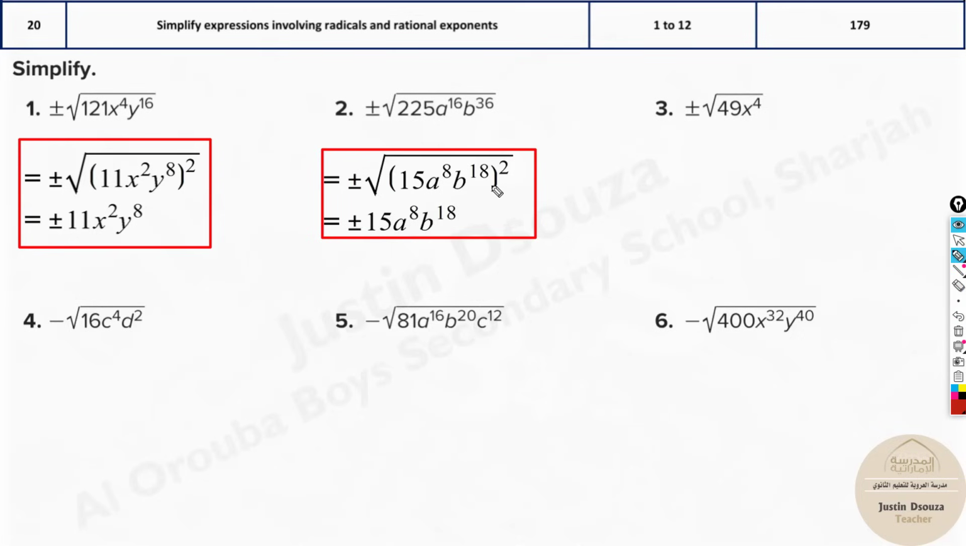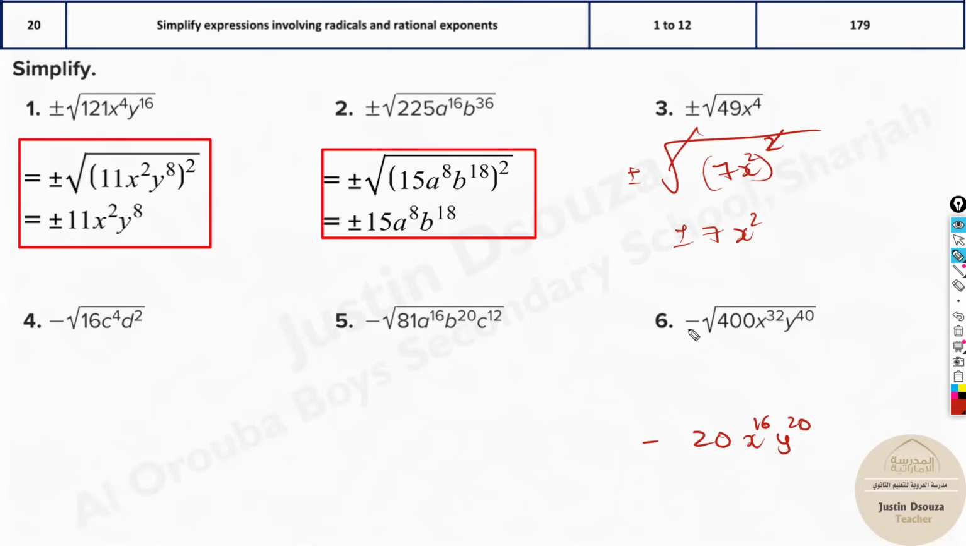Now since it's a writing question, don't directly jump to the answer. See over here what they have done: basically, the answer you can directly write, looking at it, plus or minus 7x power 2. What you need to do is write it up over here, 7x power 2, the whole squared. So basically the square root and square cancel and then you get this. So the easier way is, let's do this one. Square root of 400 is 20, x power 32 divided by 2 is 16, and y 20. That is the final answer, and it's minus, so write minus.